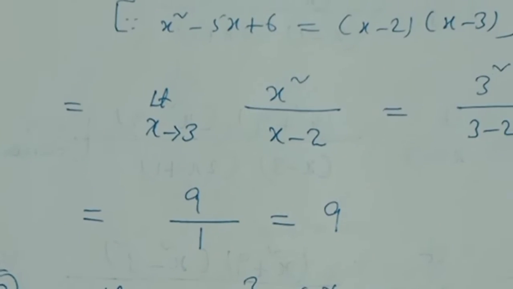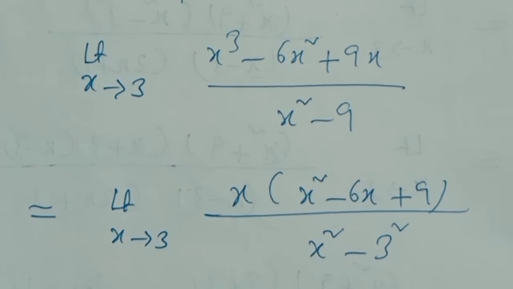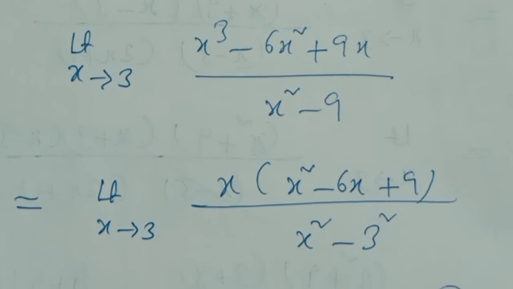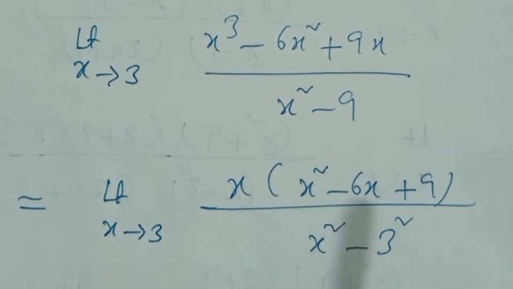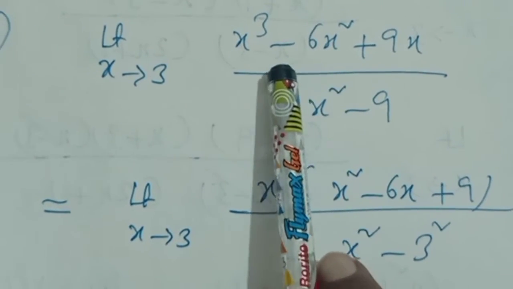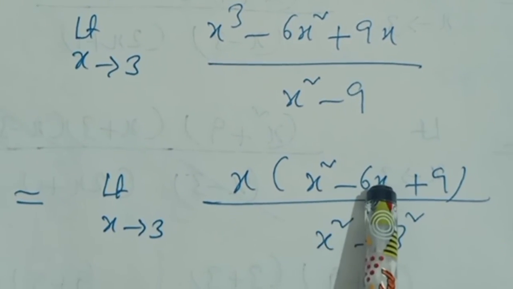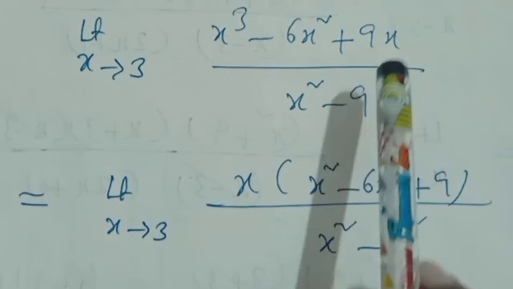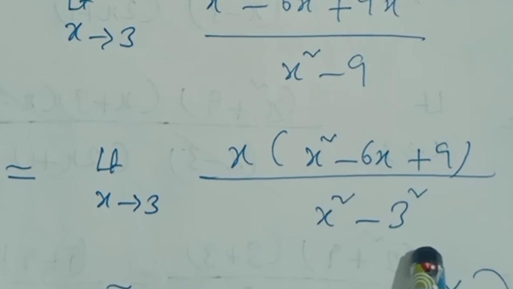Now next, the third sum: limit x tends to 3 of (x cube minus 6x square plus 9x) by (x square minus 9). The denominator value is x square minus 9. So here in the numerator we take x common, and we get x square minus 6x plus 9, and the denominator x square minus 9 we write like 3 square.